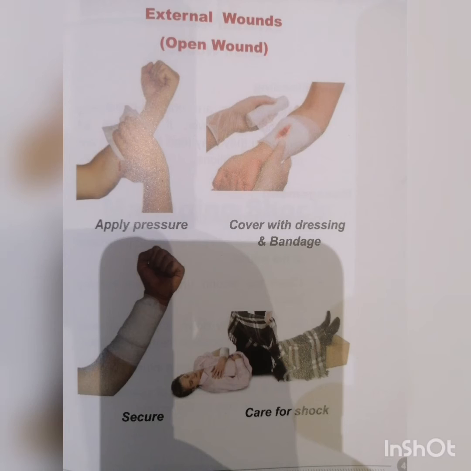Then number 6, you apply a sterile dressing of the appropriate size for the wound and secure it with a bandage. Then you can call any first aid, any doctor or any hospital for further checkup. Then I'm going to highlight the example of external wound, wherein you will see how external wound looks like.